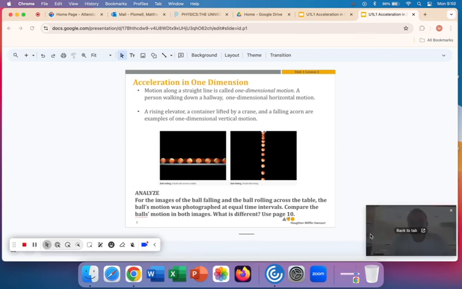In today's video, we're going to talk about acceleration in one dimension. Motion along a straight line is called one-dimensional motion. So a person walking down a hallway is one-dimensional motion. This ant on my laptop is not one-dimensional motion because the ant goes in zigzag ways all over my laptop.